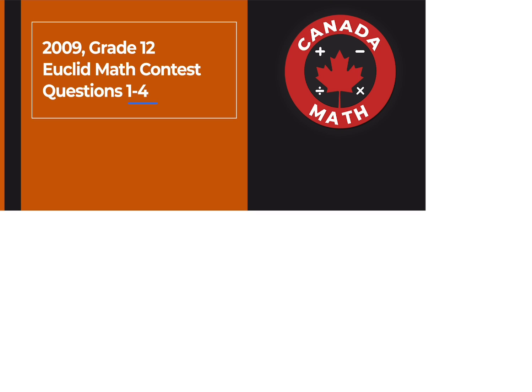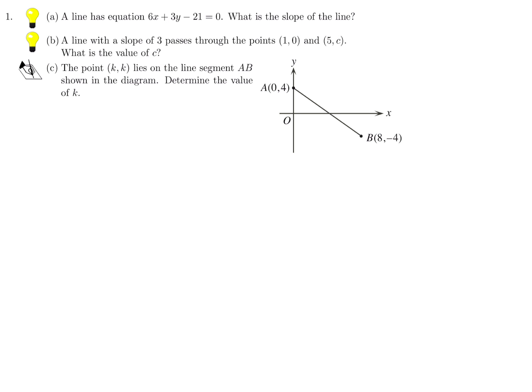Questions 1 through 4 on the 2009 Grade 12 Euclid Math Contest. A line has the equation 6x plus 3y minus 21 is 0. What is the slope of the line?